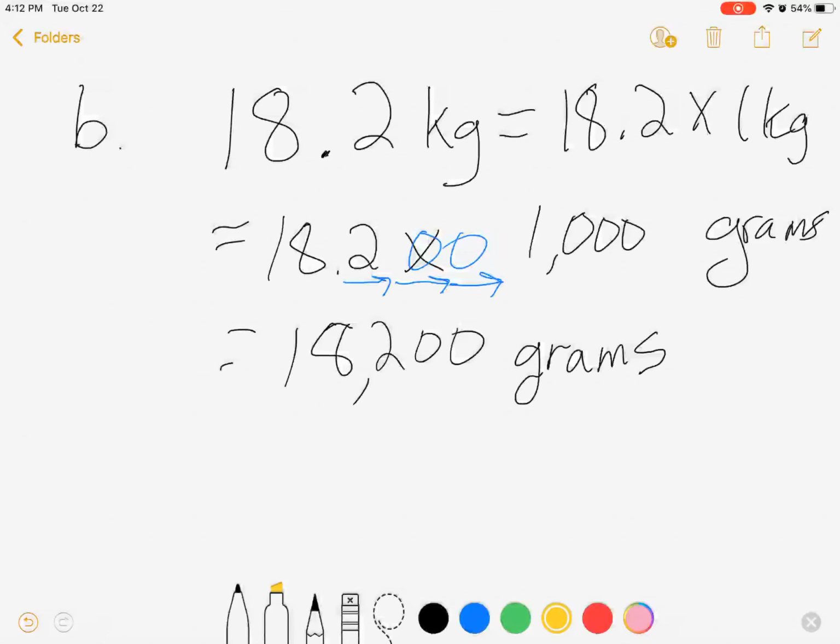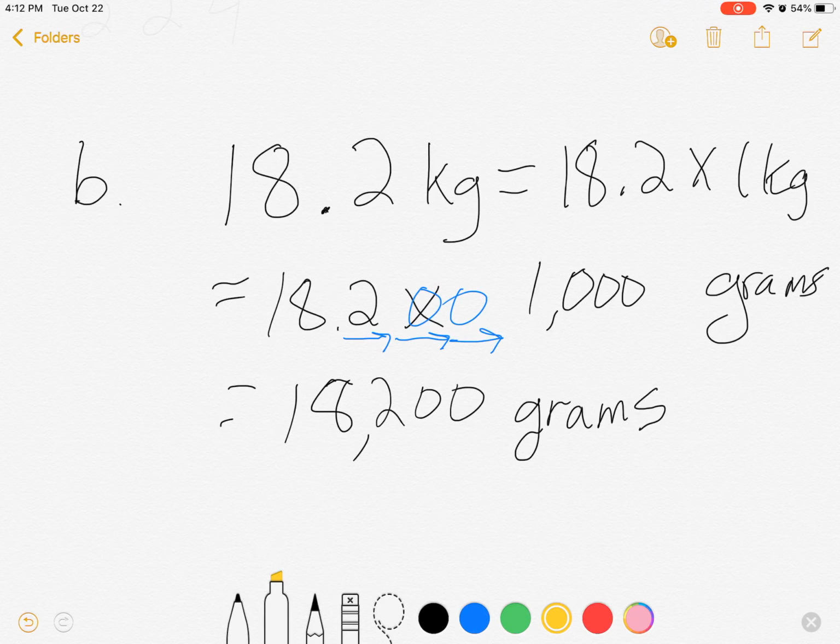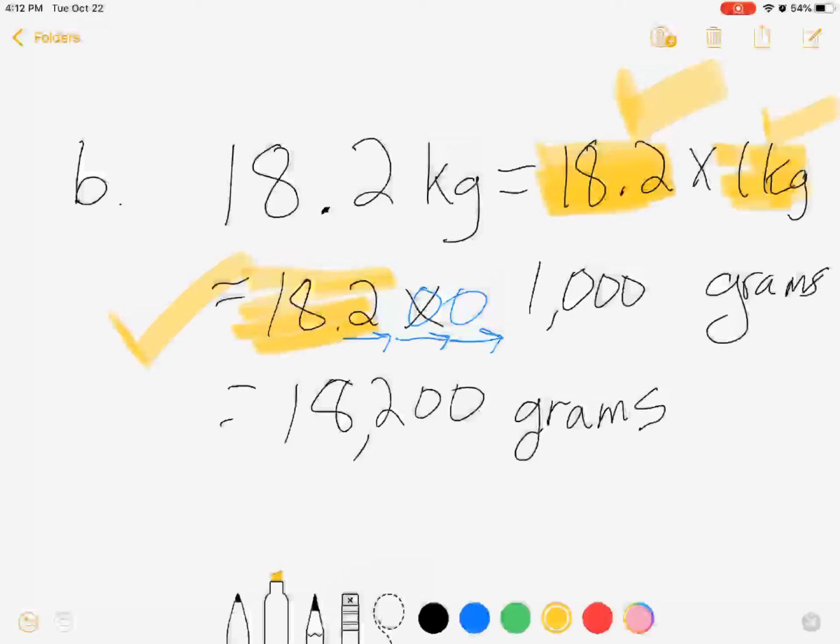So now check your work. I'm going to look at each thing that's underlined here. You have 18 and 2/10 there. Give yourself a check. And 1 kilogram, check. You rewrite it, check. And 1,000 grams, check, and your final product, check.